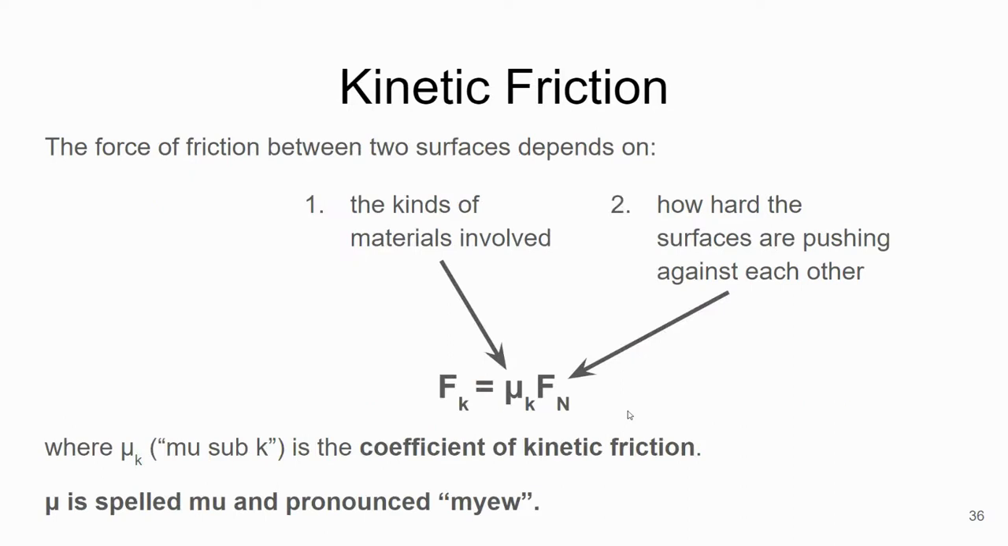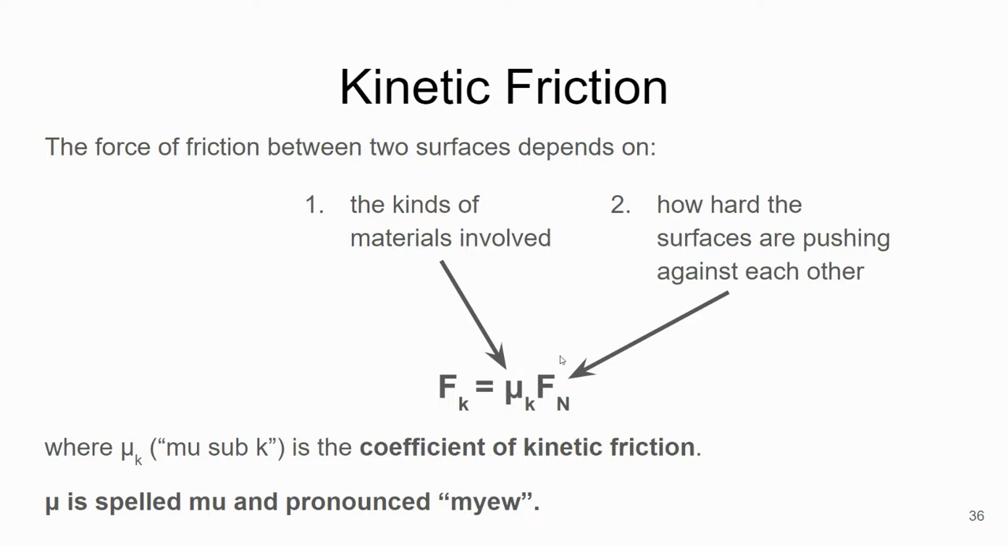If you're looking at the formula here for kinetic friction, you will see that it will depend on two different things. The first thing is the kinds of materials involved. There's two surfaces that are in contact with each other. What exactly those surfaces are, it's going to affect how much friction you get. And the other thing is how hard the surfaces are pushing against each other. So that's the normal force. Two surfaces are in contact. There's a normal force between them. Of the two factors, that's kind of the more readily apparent one. If the things are pressing together more, you're getting more friction.